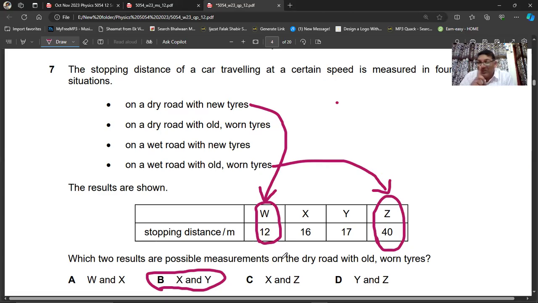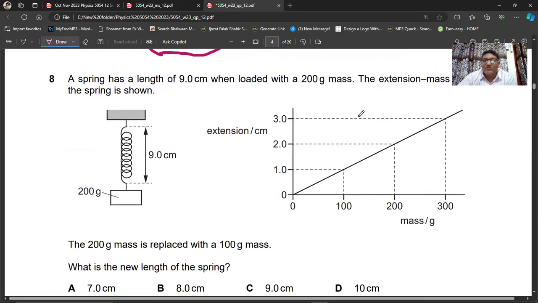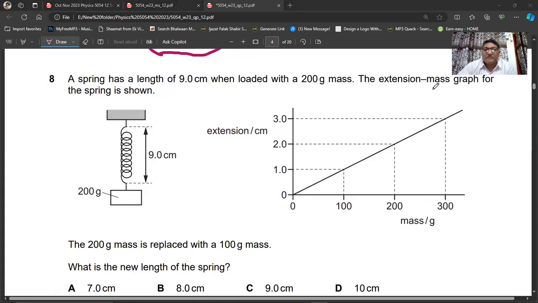If we had to choose one, then it would have been very difficult. So I think B is the choice. Question number 7, B is the choice. This question is a little bit difficult. It's a brand new question. Okay.